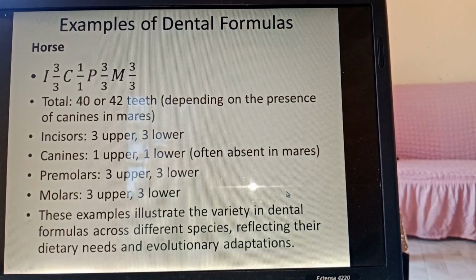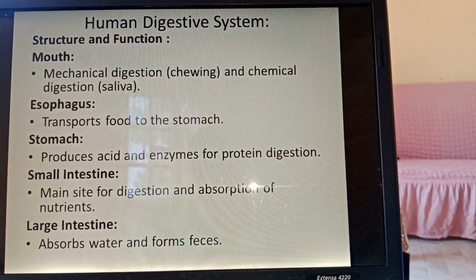These examples illustrate the variety in dental formulas across different species, reflecting their dietary needs and evolutionary adaptations. So after looking at the dental formula, let's look at the structure and the function of the mouth.